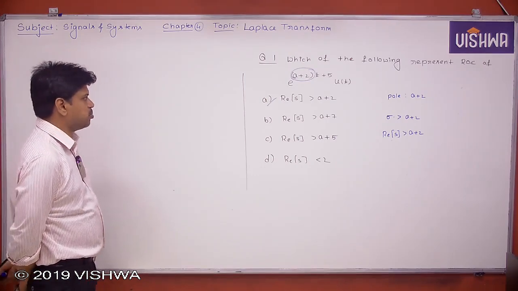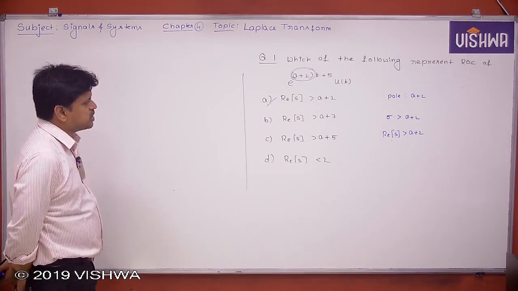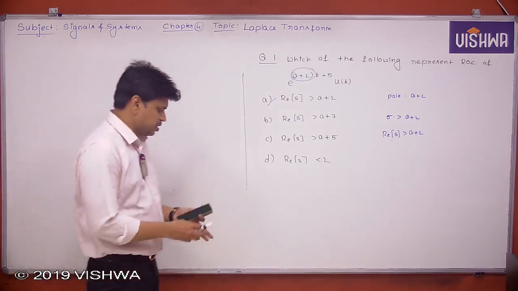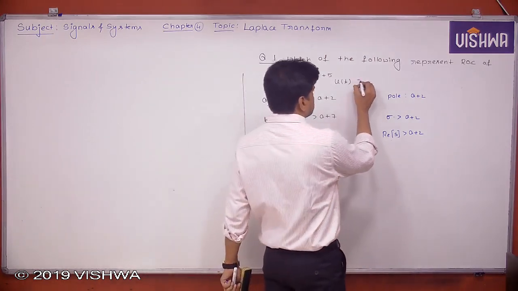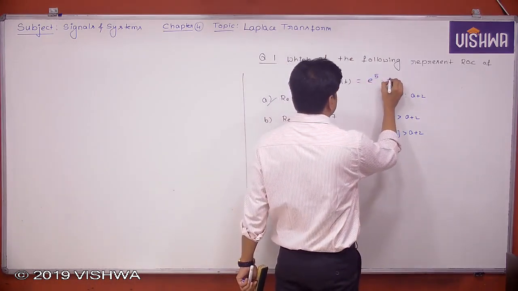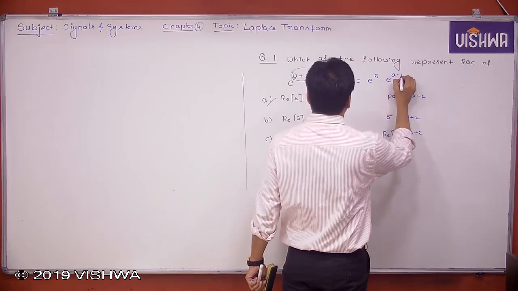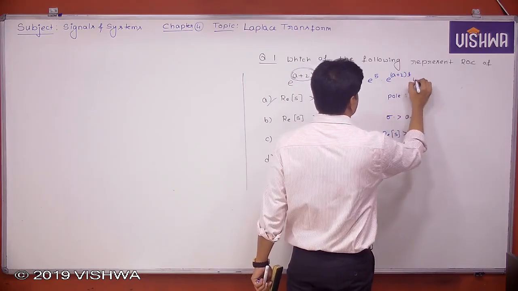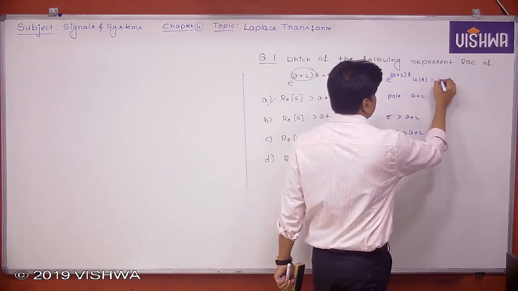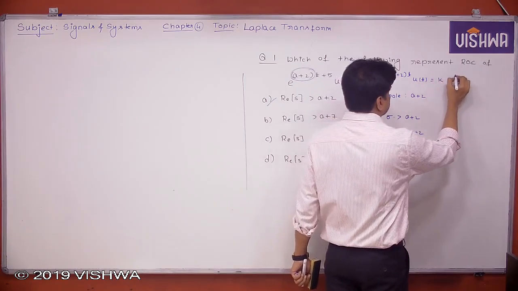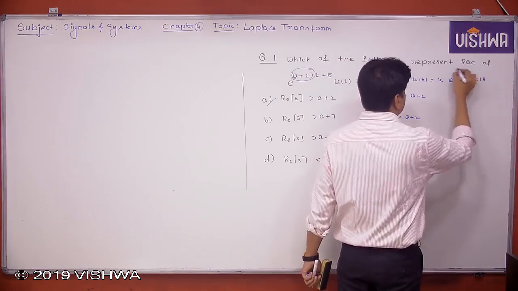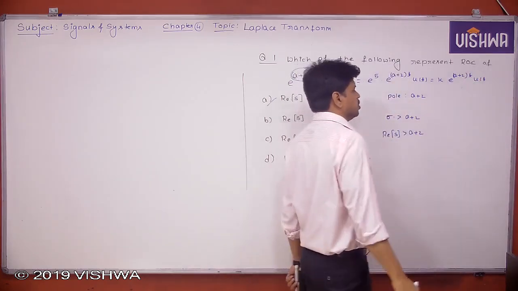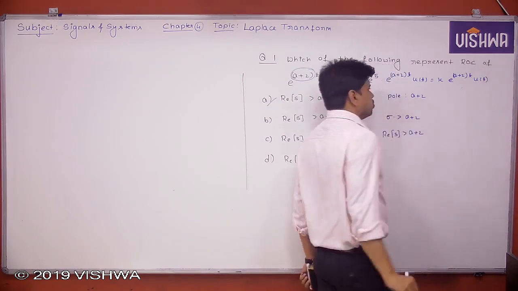The pole is a plus 2. Sir, what is 5? It is simply a constant. Actually, we can write this as e power 5 e power a plus 2 into t u of t. So e power 5 is like a constant, times e power a plus 2 t u of t. So what is the pole here? A plus 2 is the only pole. Clear?